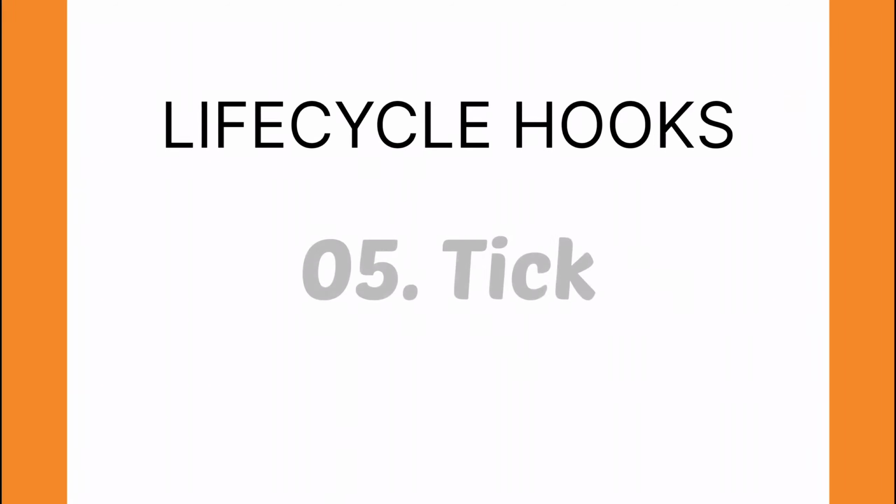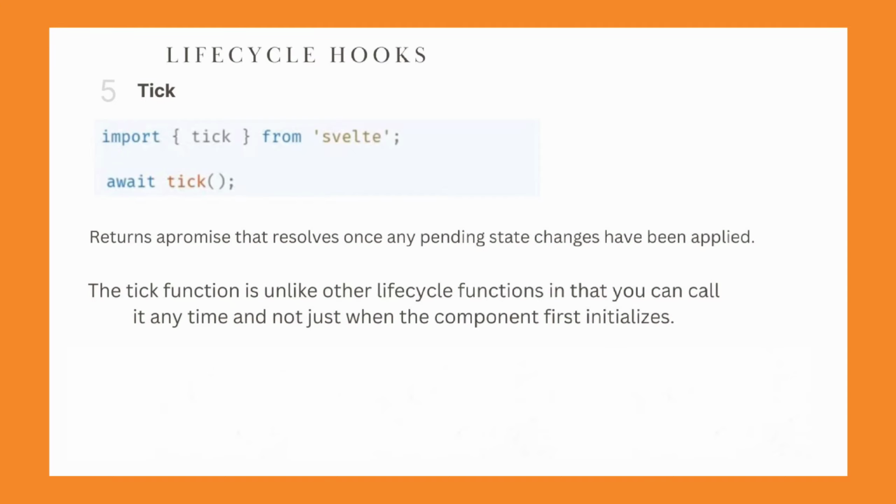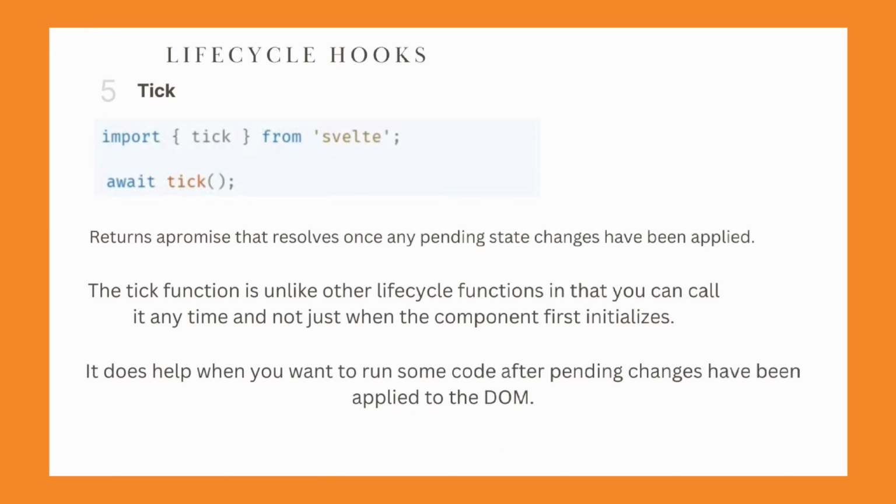The last hook is tick, which returns a promise that resolves once any pending state changes have been applied. The tick function is unlike other lifecycle functions in that you can call it anytime and not just when the component first initializes. You might not use this hook too often, but it does help when you want to run some code after pending changes have been applied to the DOM.